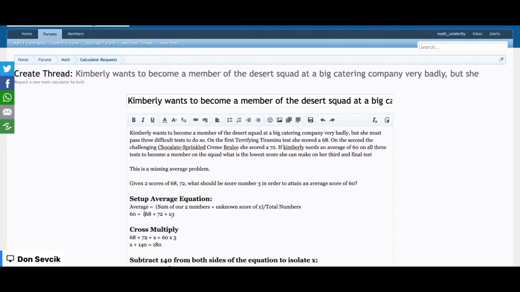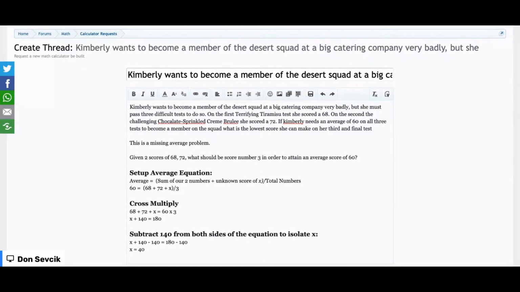Sorry, no. Start over. We're told she has to get an average of 60. So if we add our first 2 exams of 68 and 72 plus an unknown exam score X, which is the third, and we divide by 3, we should get the average of 60. So now what we want to do is solve for X, which is that missing third test score.